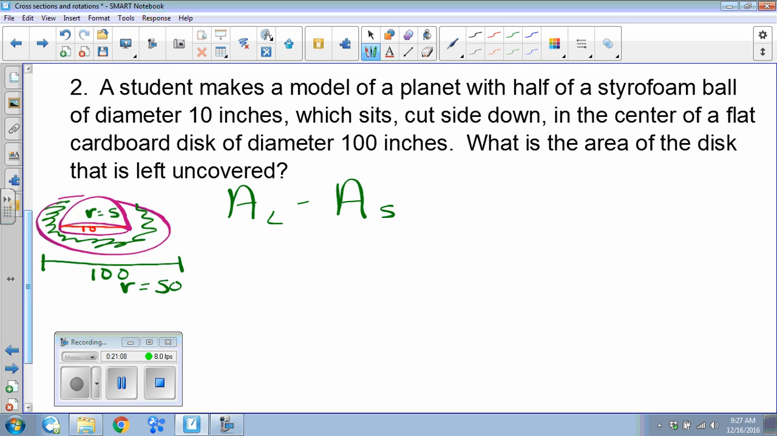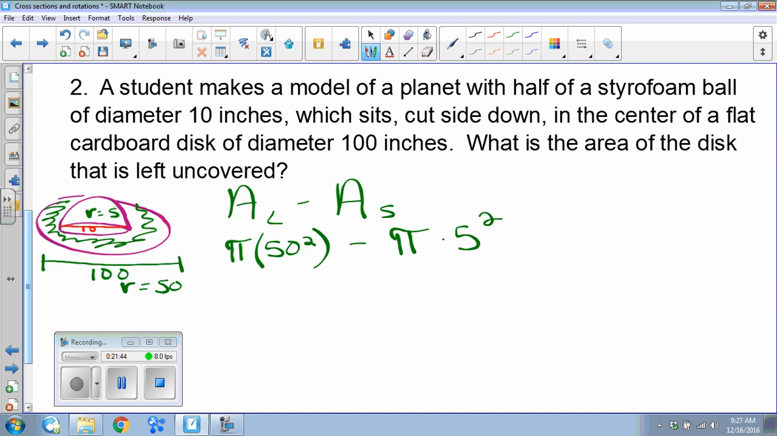So you say pi, the larger one, times 50 squared, minus pi times 5 squared. Now, it doesn't say what is your answer in terms of pi. It'll say, so we're going to give an exact value, or round to the nearest hundredth. But I do want you to find it in terms of pi first and then calculate it. That way you have both answers.